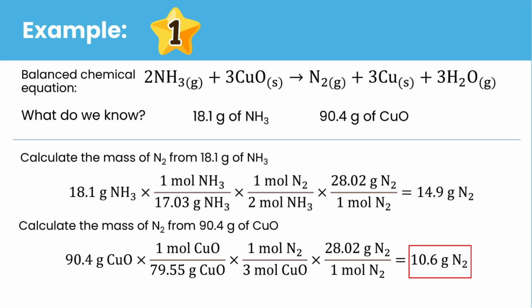Now for the CuO. So the CuO could make 10.6 grams of N2. Now compare. 14.9 grams N2 from ammonia versus 10.6 grams N2 from copper oxide. 10.6 is smaller, meaning the CuO runs out first. CuO is the limiting reactant. Correct. Now let's quickly check with method 2.